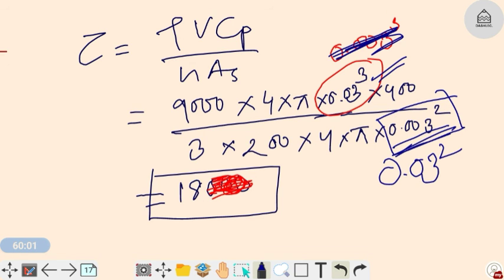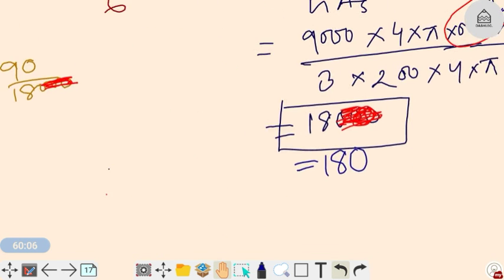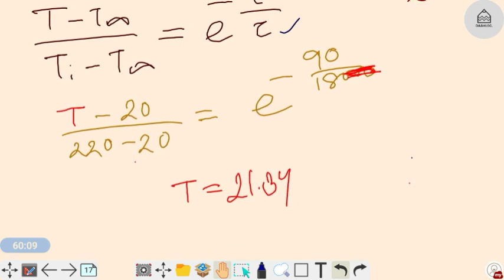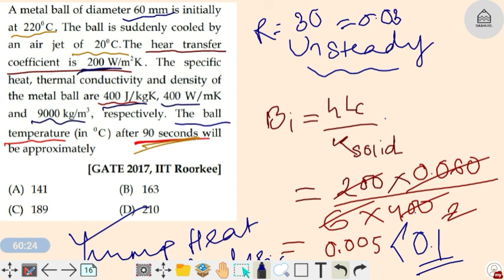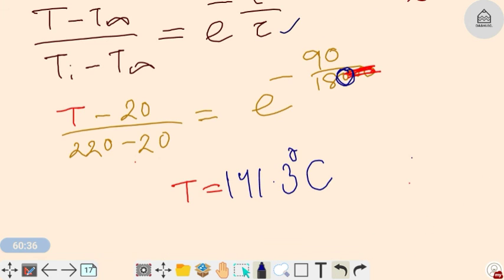From here tau will be 180, and if I put that here, the answer will be 141.3 degrees Celsius, which is given in the question. So yes, mistakes have been made, and don't repeat these mistakes in the exam. Let's do a similar kind of question.